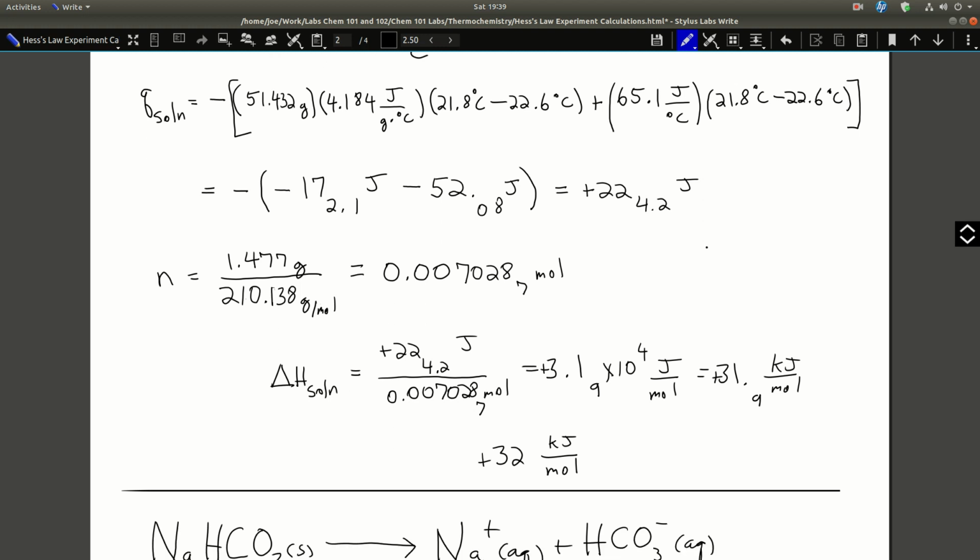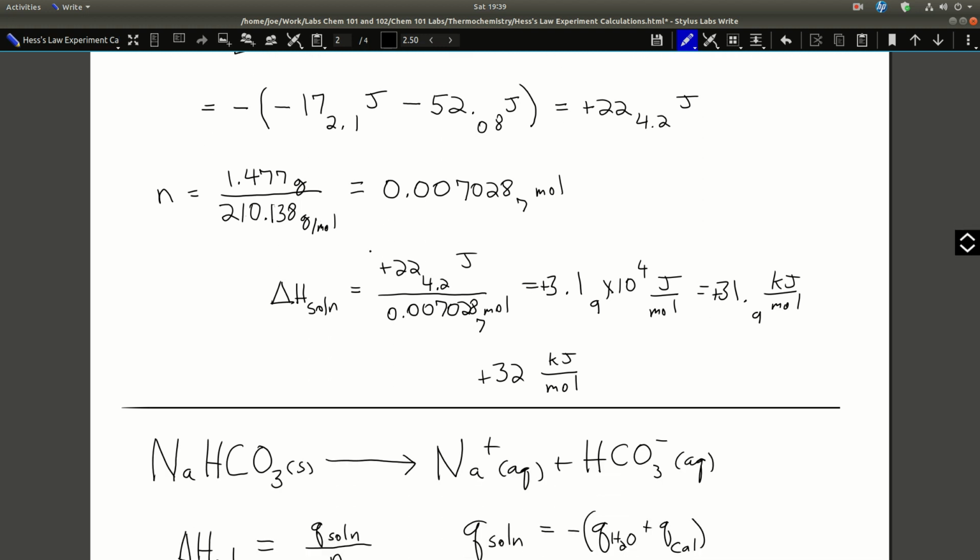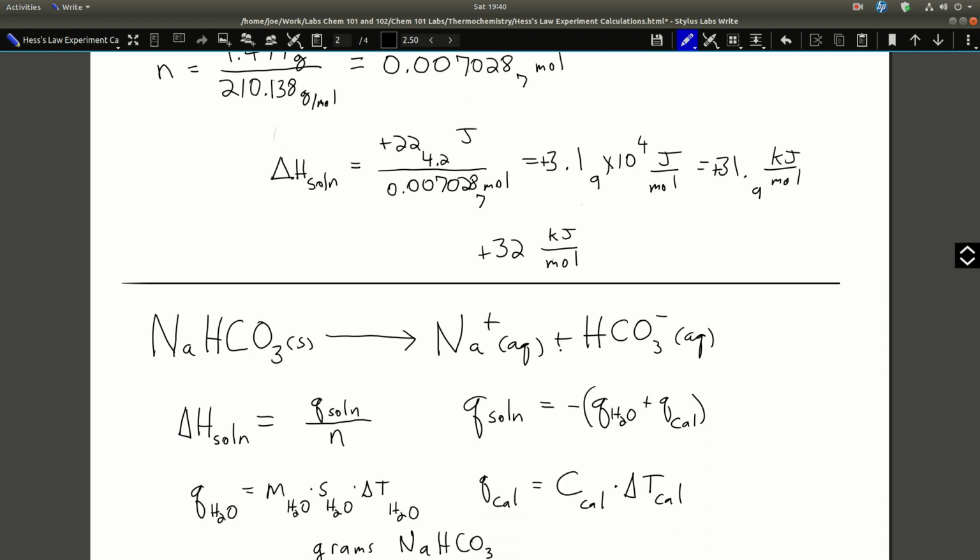Finding the moles of the citric acid monohydrate, I take the grams that I had divided by its molar mass. Got that many moles, dividing the Q by the moles, I get my delta H of solution for citric acid monohydrate. And with my numbers, I get about 32 kilojoules per mole. Now we're going to do the same thing for the sodium bicarbonate.